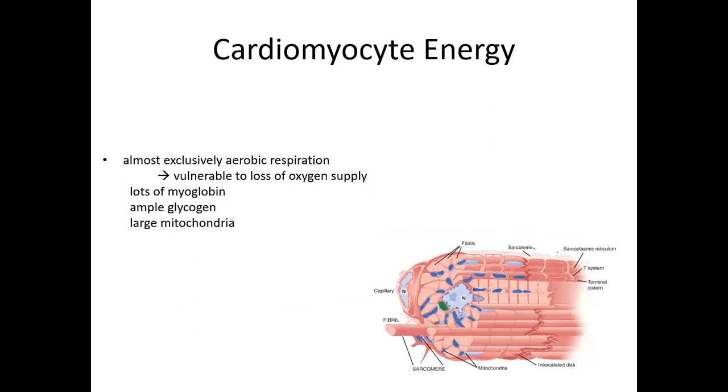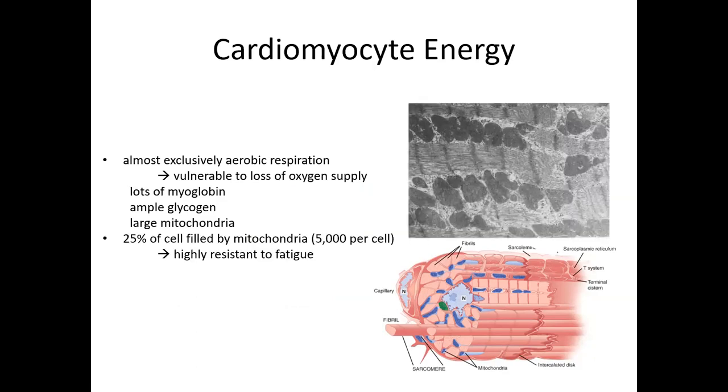Now, because the heart muscle has to work 24/7, 365, it needs to have a continuous source of energy. And it's almost exclusively aerobic. There's a robust blood supply, and if we block that, then we're not going to have good muscle contraction. The cells themselves have a lot of myoglobin, lots of stored glycogen, and they have mitochondria, which are significantly larger than mitochondria seen in other cells.